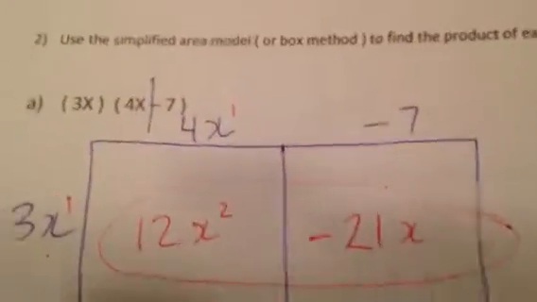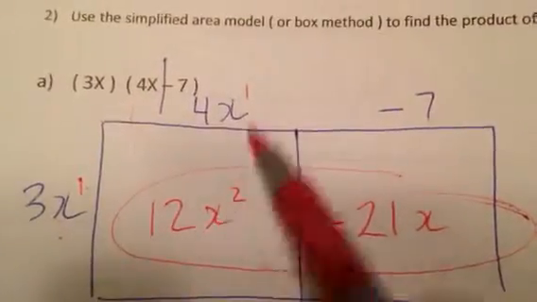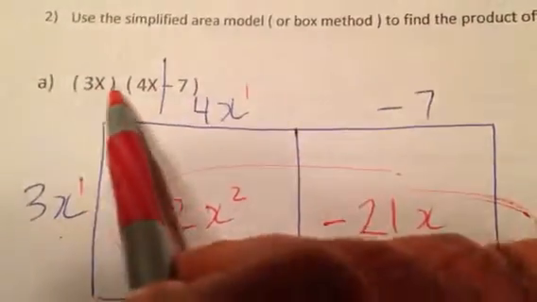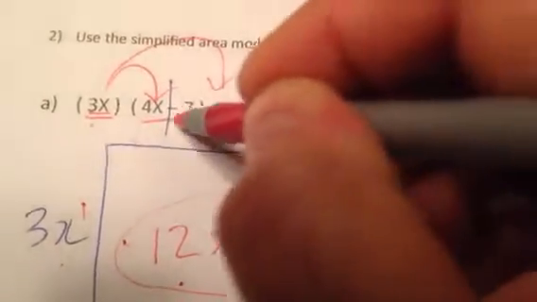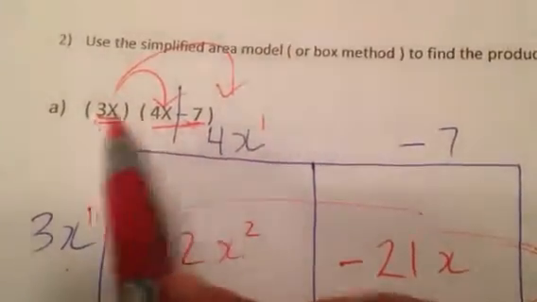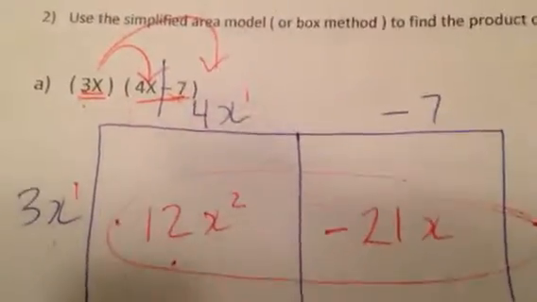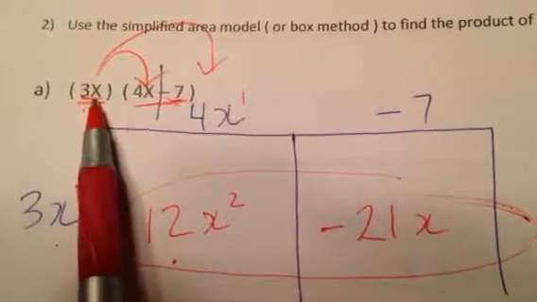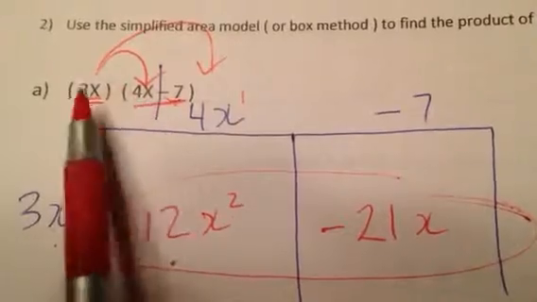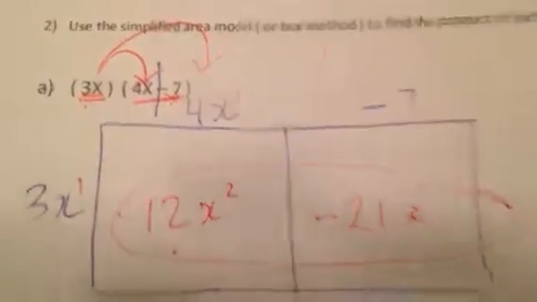You notice that in this first question, in order to get 12x squared, we multiply this monomial by this monomial. This times this gives you 12x squared. And then this times this, 3x times negative 7, gives you negative 21x. So this is called the distributive property. We multiply this times this, and then this times that. And that gives us our answer.